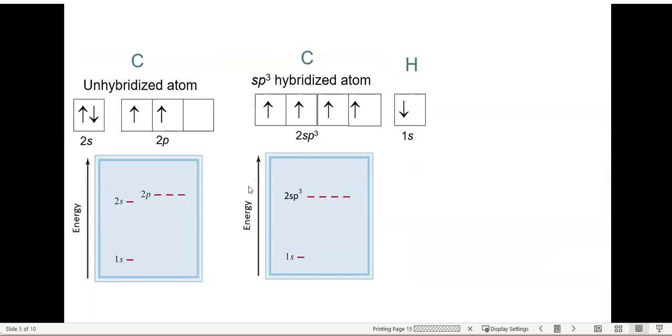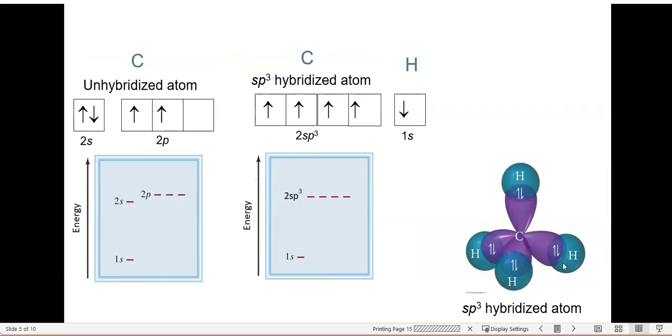So we explain this because it wants to mix. It wants to mix the s and the three p's. And so we get this sp3. They both came from the two. So that's why we get this label here. And so it does this so that it can form four bonds.